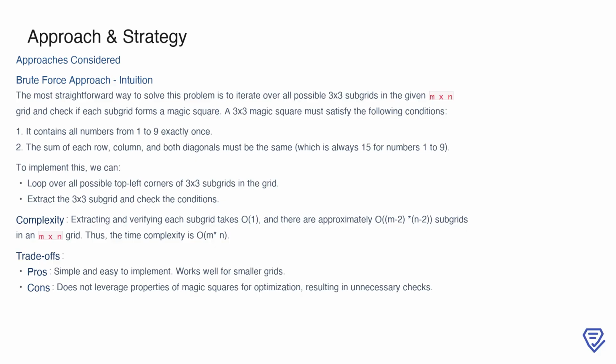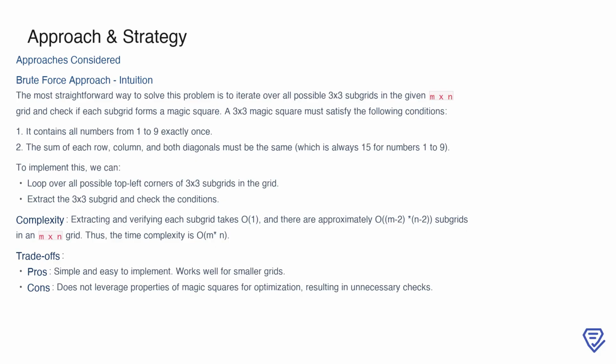To implement this, we loop through all potential top left corners of 3 by 3 subgrids, extract each subgrid, and verify these conditions. The time complexity of this method is O(m*n), as we need to iterate over roughly m*n subgrids, and verifying each subgrid is an O(1) operation.